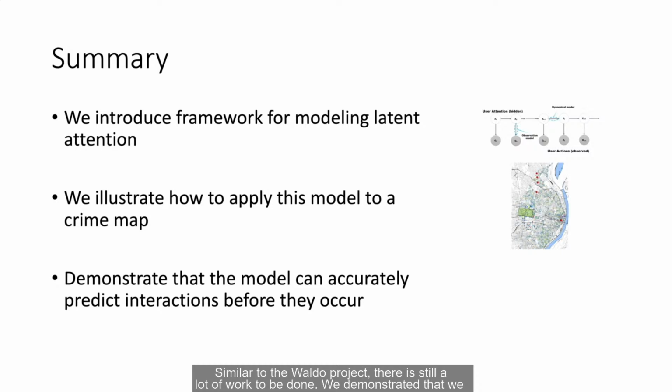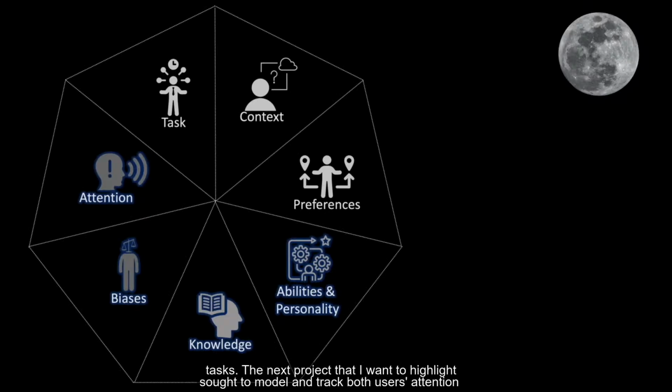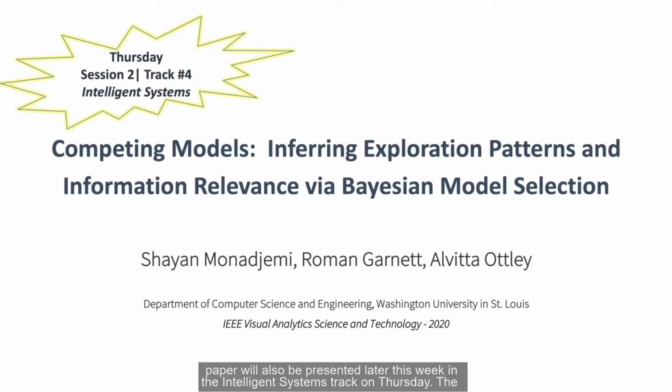We demonstrated that we can model attention with a single crime map and a highly specified set of tasks. We need to be able to do this across lots of different visualization types and across both goal-directed and open-ended tasks. The next project that I want to highlight sought to model and track both users' attention and biases during interaction. This is going to be a short overview because this paper will also be presented later this week in the Intelligent Systems track on Thursday.